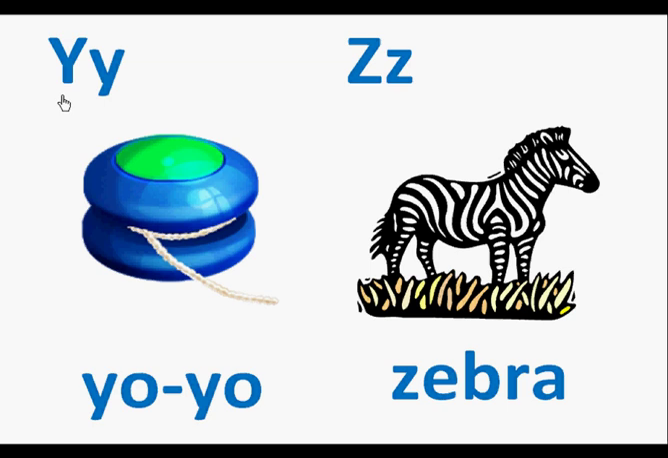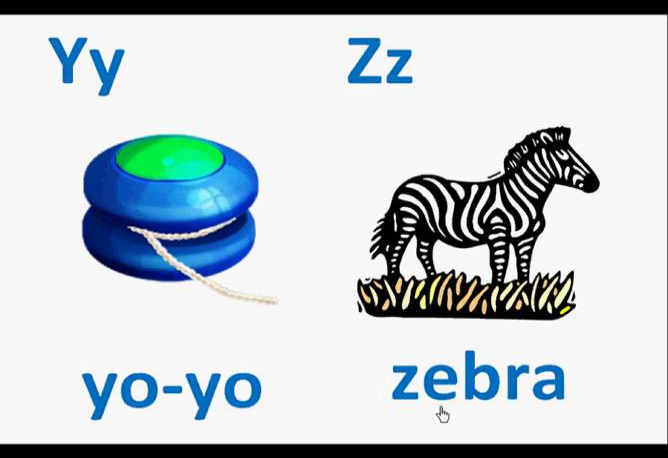Here's the capital letter Y, the small letter y, a picture of a yo-yo. Here's the word yo-yo. The letter Y makes the sound ya. So we'll read this page. Y, yo-yo, ya. Here's the capital letter Z, the small letter z, a picture of a zebra.